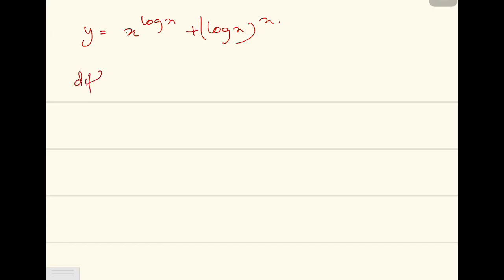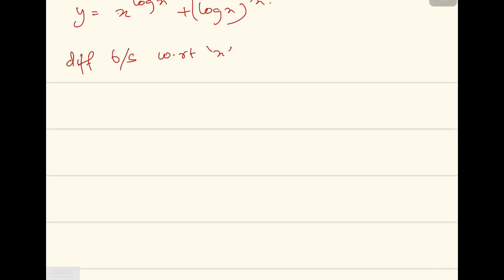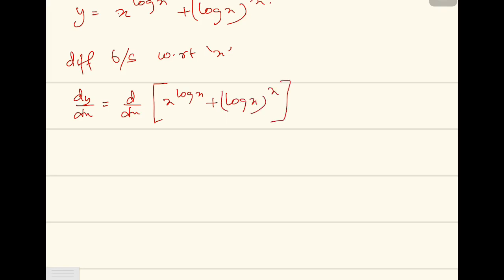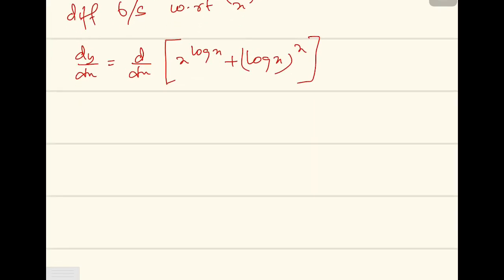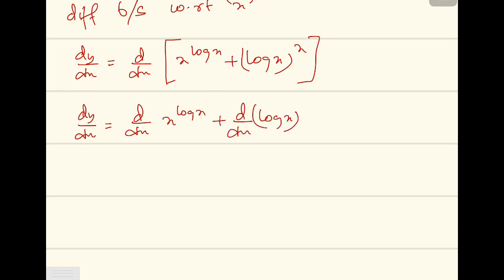So differentiating both sides with respect to x, check this out. This will be quite lengthy. What do I get? I will get dy by dx on the left. This will be d/dx of (x^log x + (log x)^x). Now I'll get dy by dx equals, d/dx will get separated: d/dx of x^log x plus d/dx of (log x)^x.